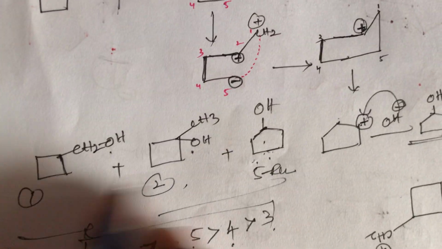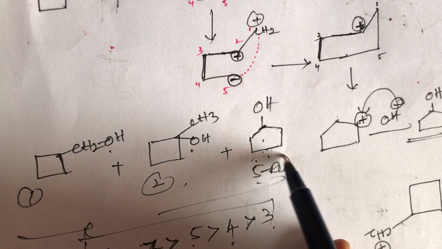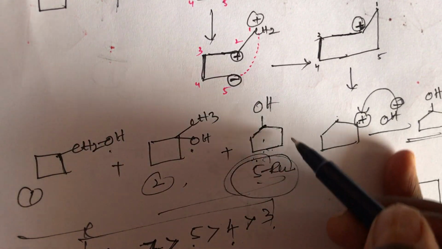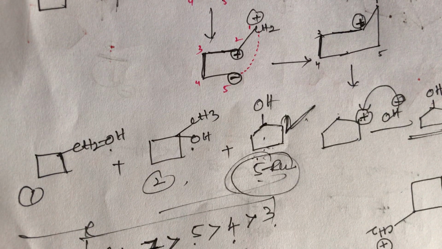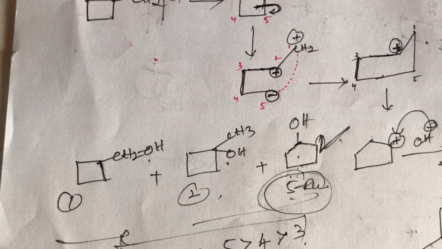So out of these three, the third compound is the 5-membered ring. That is why the first priority goes to this one only. So this product is the major product, students. This is the simple trick for a ring expansion example.